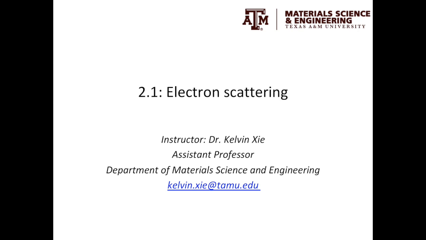When we think about electrons, electrons can be regarded as wave or as particles. When viewing electrons as particles, and when electrons interact with materials, we call the event electron scattering. When viewing electrons as wave, then the electron-material interaction will be diffraction. In this video, we'll talk about electron scattering, and in the next video, we'll talk about electron diffraction.